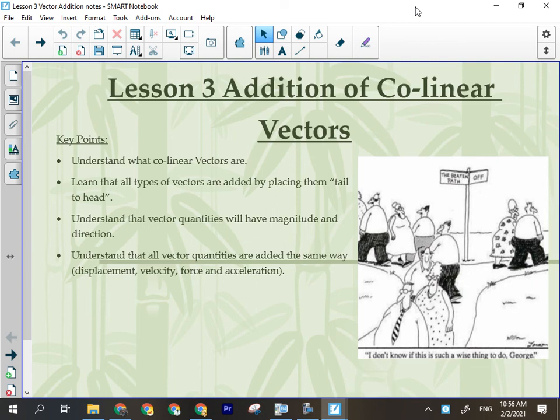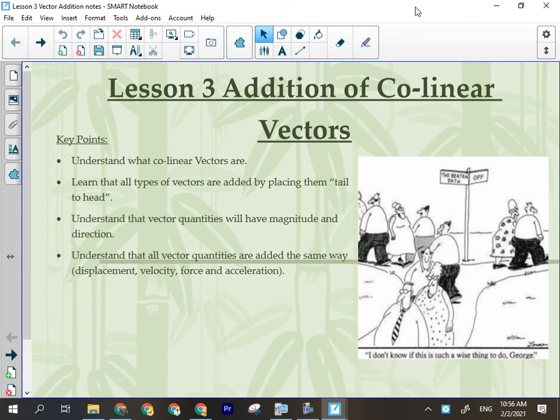All types of vectors are added by placing them tail to head. We actually talked about that on day 1. We always draw the diagrams like we're telling a story. First it did this, and then we put the next one on the head of that. It did this next, and then this. Understand that vector quantities obviously have magnitude and direction. We reviewed that yesterday. And all vector quantities, regardless if it's displacement, velocity, acceleration, force, doesn't matter, they're all added the same way. All that changes is at the end you have different units.